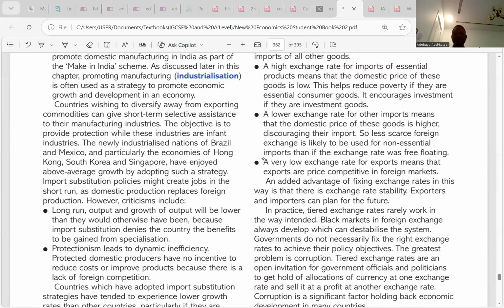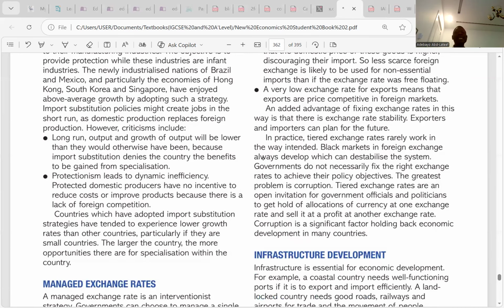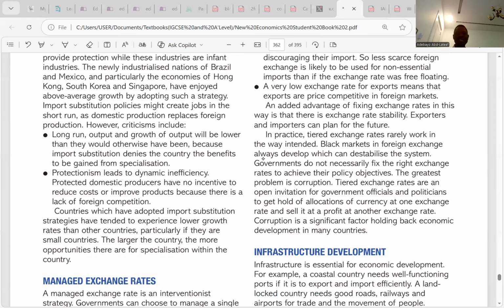So another advantage of fixing the exchange rate in this way is that there is exchange rate stability. Exporters and importers can plan for the future. Like I said earlier, if government makes a plan on different exchange rates for different goods, it simply means there won't be speculation and people can plan. Importers can plan, exporters can as well plan.